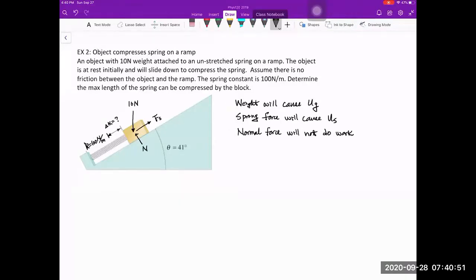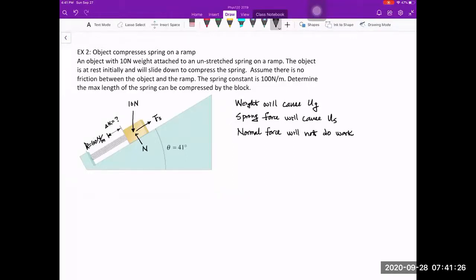And what is the reason it's not going to do work? The reason is the object is not moving along the direction of the normal force. So there's no displacement. If it moves, it will be away from the ramp. It's going to fly up off the ramp. So it's not going to do any of the work. So in this case, we don't really need to consider the normal force. It's not going to exist in the energy equation.